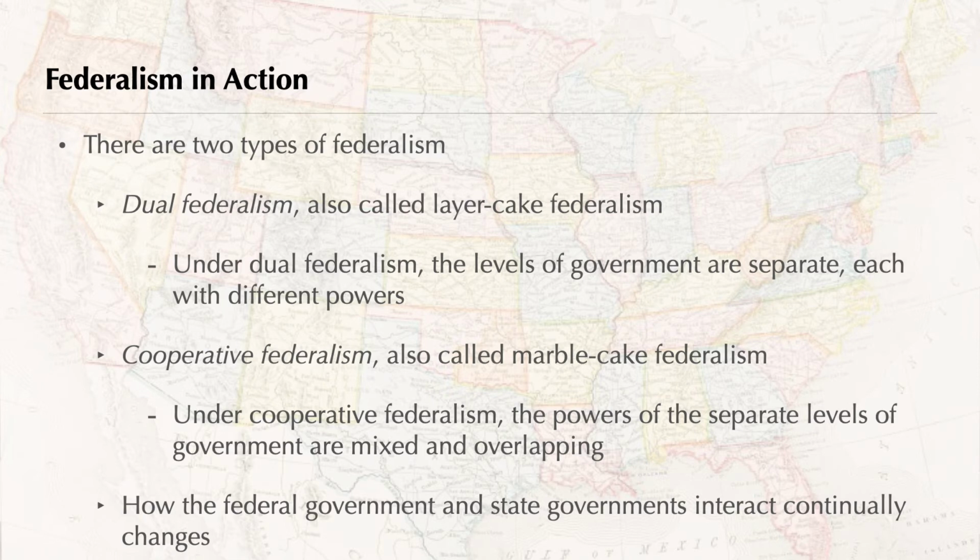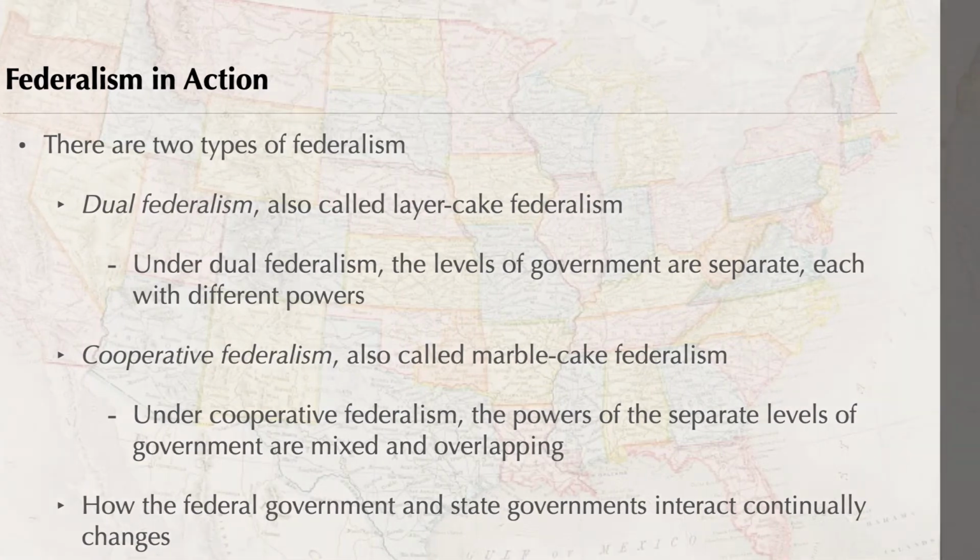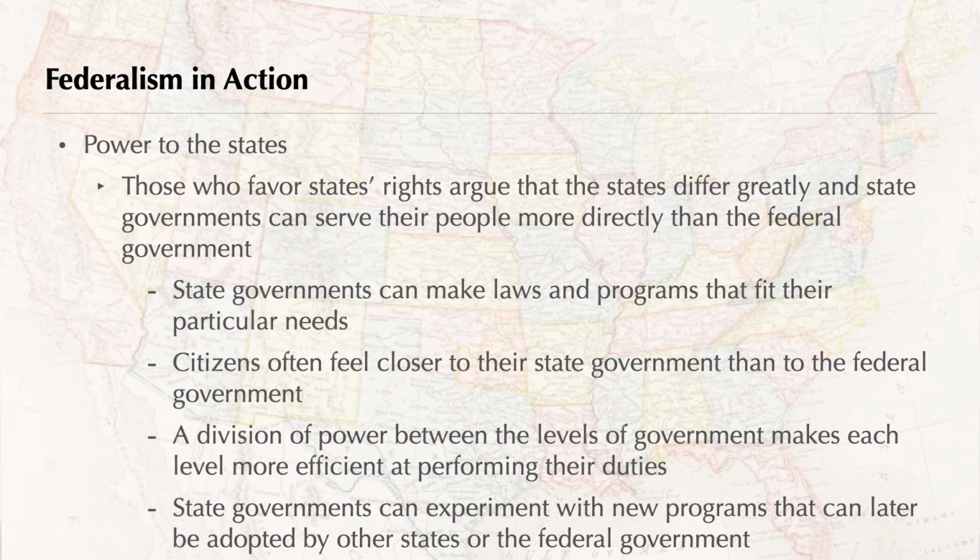Some people press to keep the national government out of what they see as the state's business. Others think that the national government should have greater power over the states in certain matters. Those in favor of states' rights point out that the states differ greatly, and therefore state governments can serve their people better than the national government can. State governments, they argue, should be allowed to fit laws and programs to the particular needs of their states.